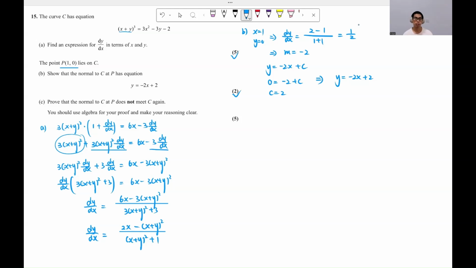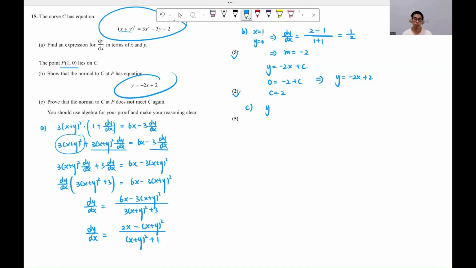And then part C, prove that the normal to C at point P does not meet C again. So basically, they just want us to solve the simultaneous equations for this line and the original curve to see whether they only have one solution or not. And then that only solution should be point P. Okay, let's try to solve that.